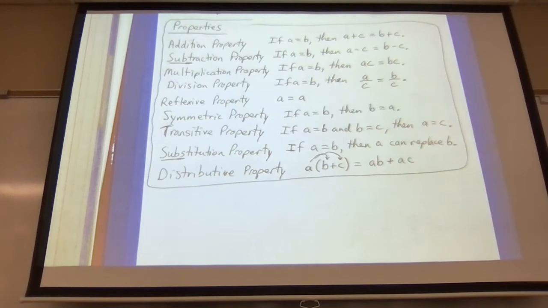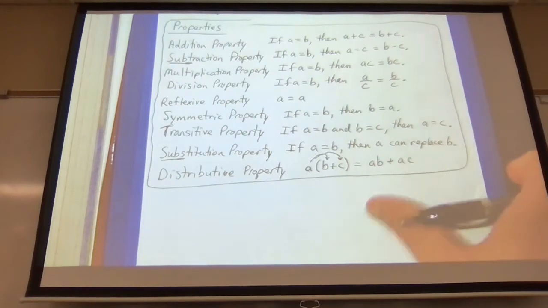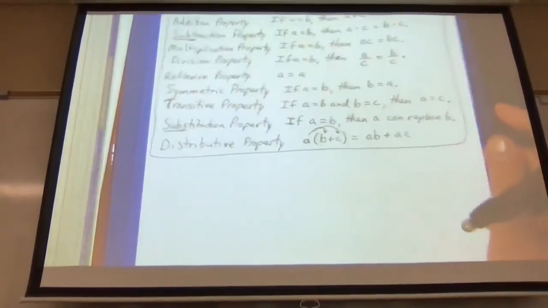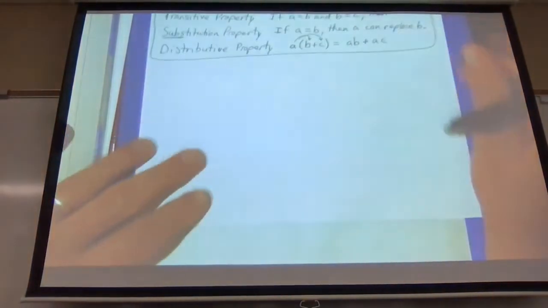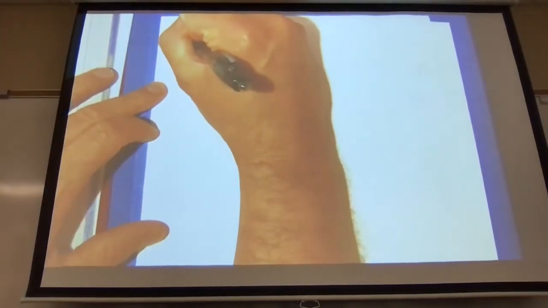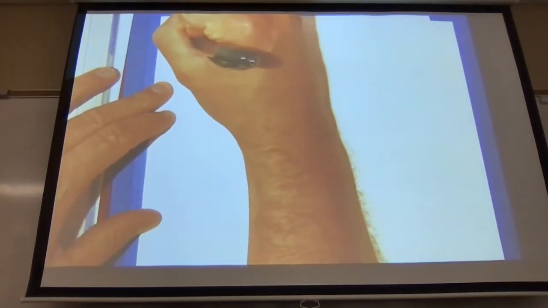Okay, let's move on to the proofs. The type of proofs we're going to do this year are called 2-column proofs. So here's how a 2-column proof is going to work. They're going to give you a given statement. Let's call this one letter A. We're going to have 2 of these, so we'll call this first one letter A.